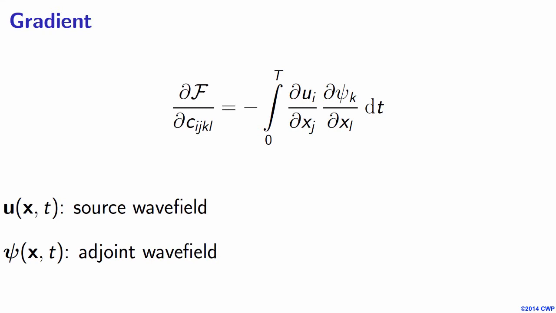So the gradient is this very innocuous looking expression. It contains the model. It's basically the spatial derivatives of the forward wave field and the adjoint wave field, and we apply the imaging condition to this, and that's how we obtain the expression for the gradient with respect to the CIJs.